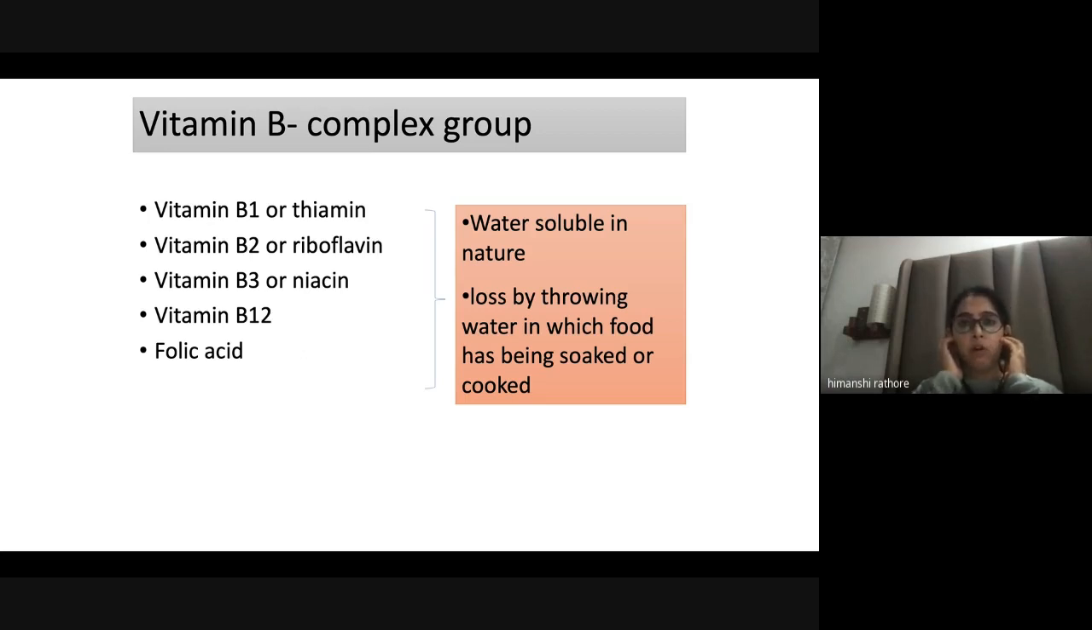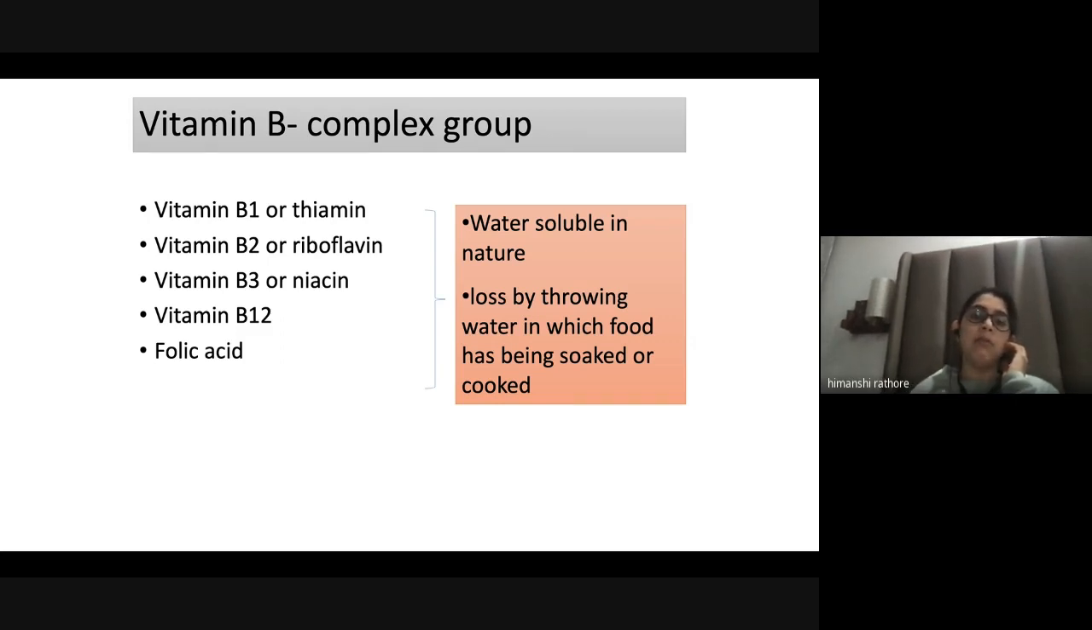They all five are water soluble in nature, and they are lost in the water in which food has been soaked or cooked. There is a problem with this category. When you cook foods rich in vitamin B, when you soak them, what happens? Your vitamins leach out into the water, and that is why their absorption in the body is of very much importance. So the appropriate cooking technique is very important in the case of water soluble vitamins.